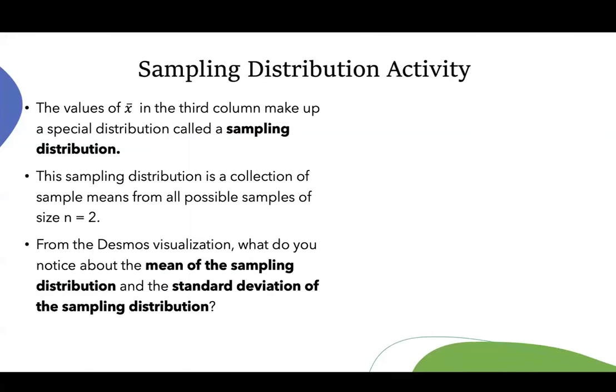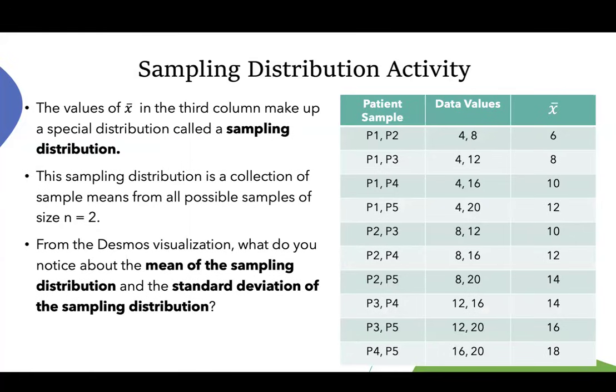So there's some special terminology that we use when we're talking about the collection of X bars that's in the last column here. This collection of X bars, let's remember what it is. It's the collection of X bars from every single possible sample of size 2. So there's no more than these 10. We've exhausted every single possible sample of size 2. The name of this group is called a sampling distribution.